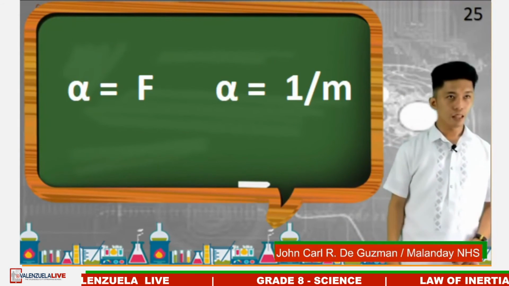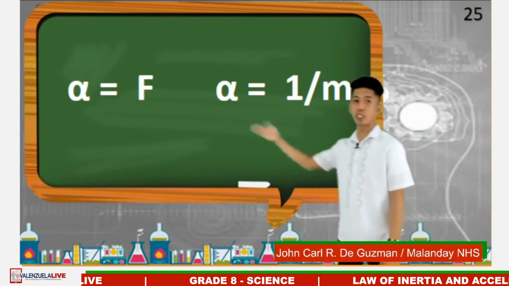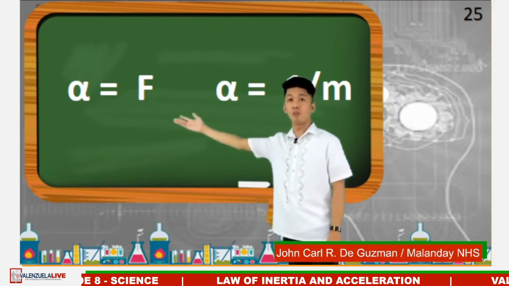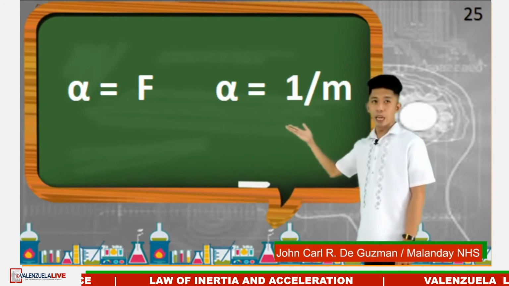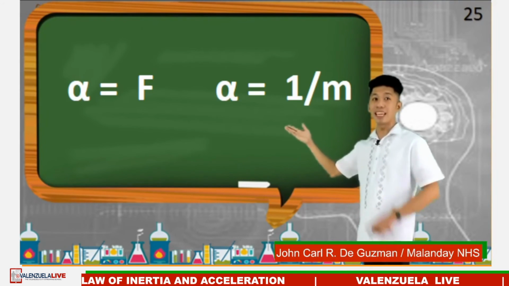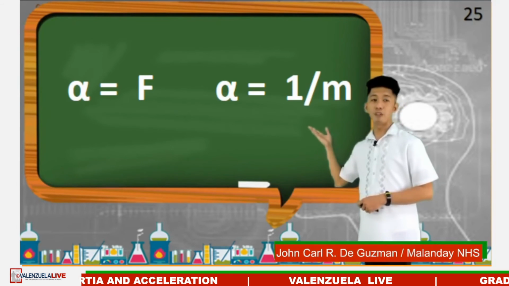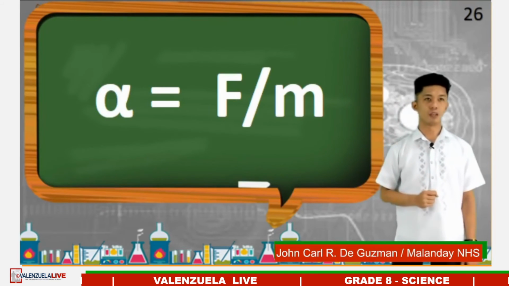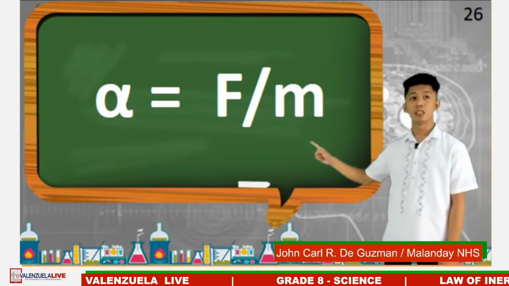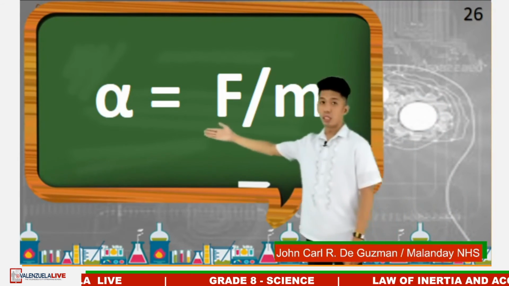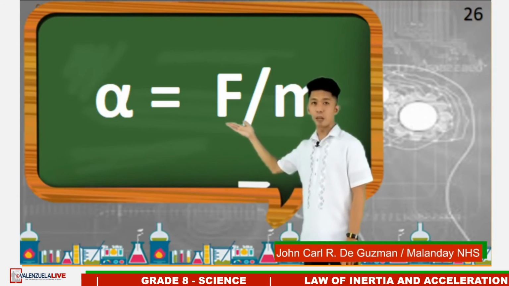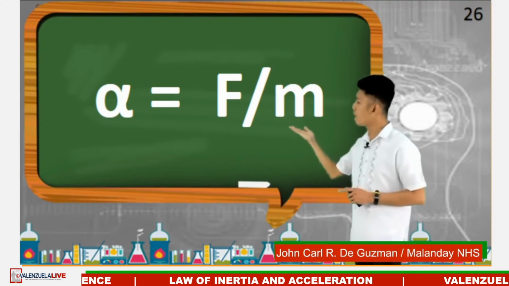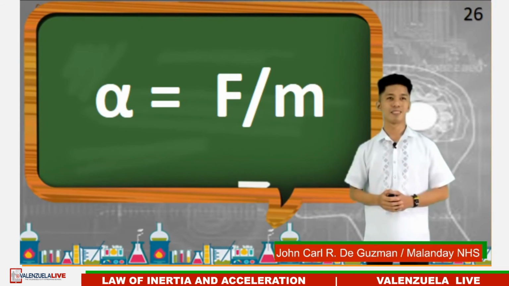Now, if we combine those two formulas, this formula is for the acceleration that is directly proportional to the force, and the other formula is the acceleration which is inversely proportional to the mass. If we combine them with each other, we could come up with one formula, which is this one. The acceleration is equal to the force of an object, but it is inversely proportional to the mass of the object. Did you get it?